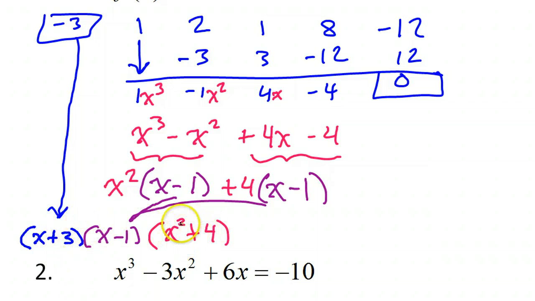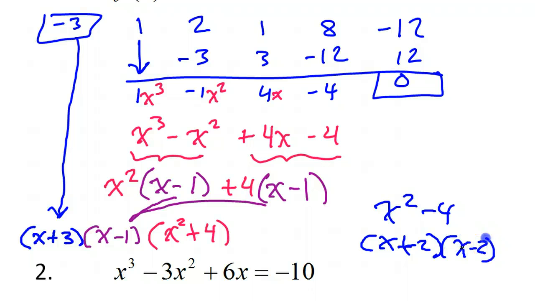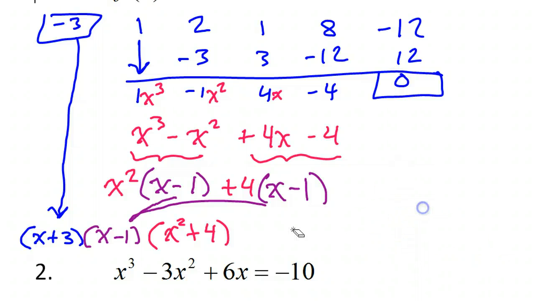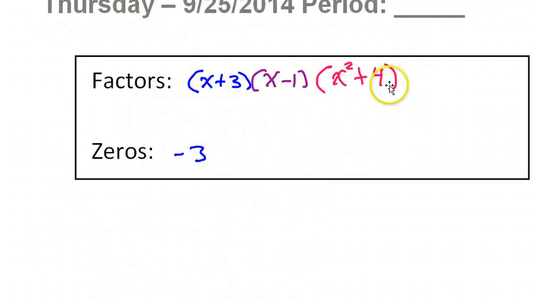Now, we always would look at this quadratic factor and see if we can factor it more. Can this factor more? No. If this were x squared minus 4, then we do x plus 2 times x minus 2, because that would be the difference of two squares. Here the subtraction is what I mean when I say difference, but when it is the sum of two squares, that is unfactorable. So there we have factored completely, and now we can get our zeros.